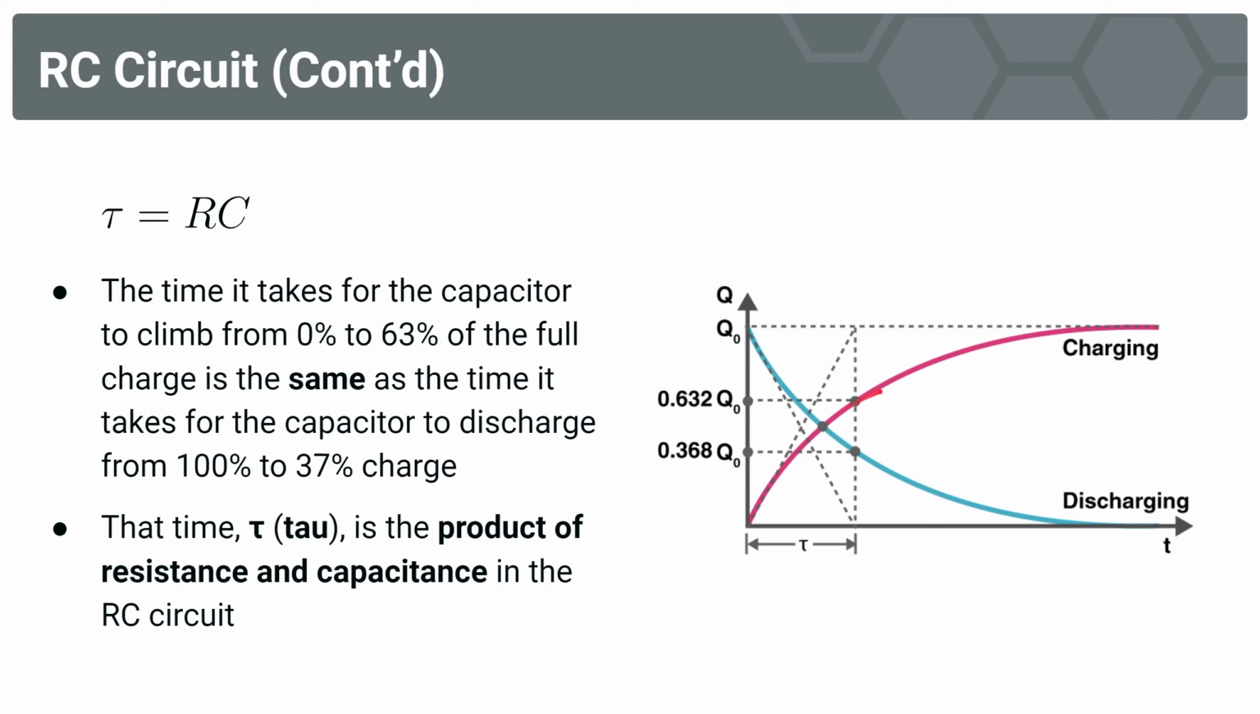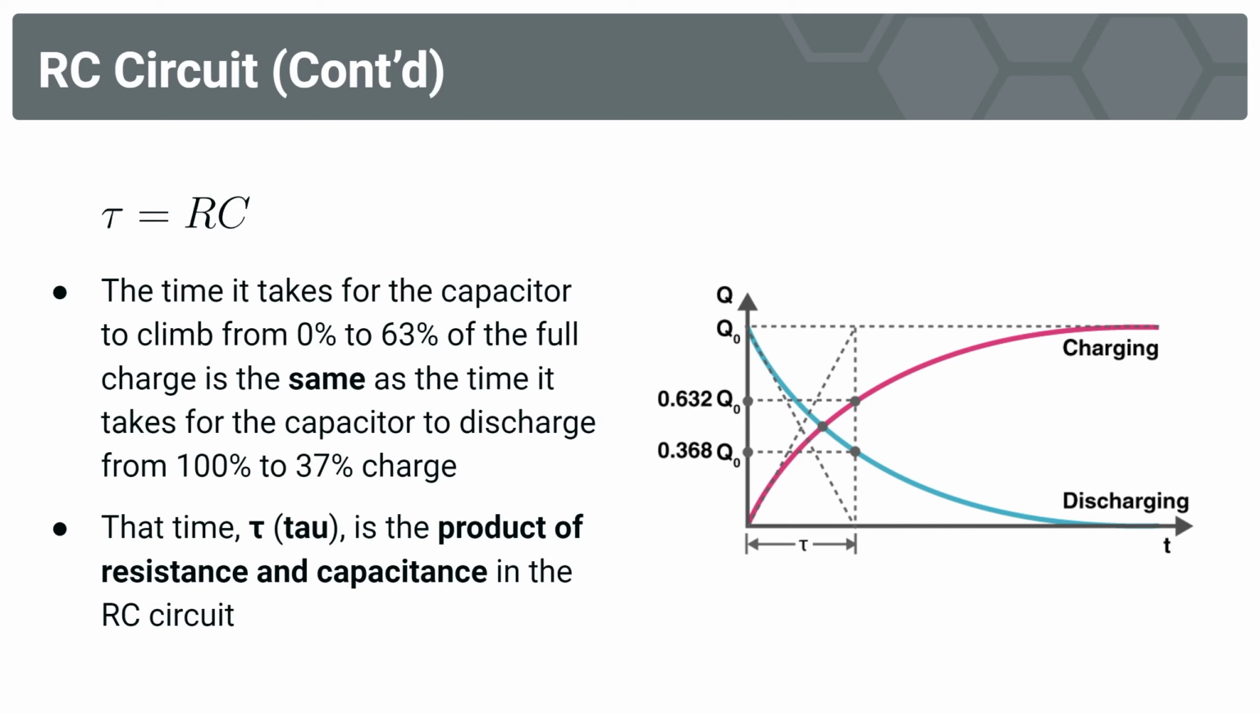So if we take a look at this increasing pink line, it represents the amount of time it takes to charge the capacitor until it reaches full charge. You'll notice as well that there's a second line, a decreasing line, which shows the amount of time it takes to discharge a capacitor from full charge to zero charge. Now, tau shows us the amount of time it takes to discharge a capacitor from 100% to 37% is the same as the amount of time it takes to charge from 0% to 63%.